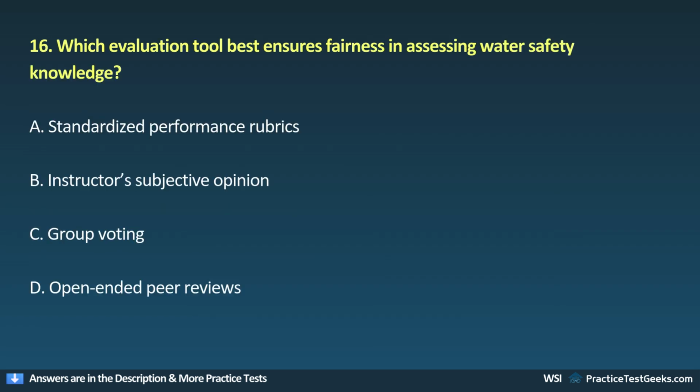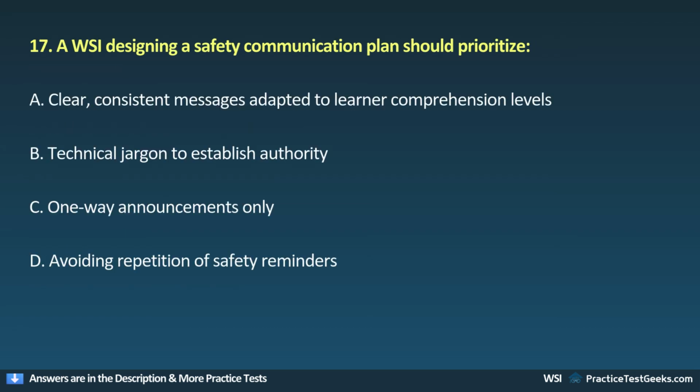16. Which evaluation tool best ensures fairness in assessing water safety knowledge? A. Standardized performance rubrics. B. Instructor's subjective opinion. C. Group voting. D. Open-ended peer reviews.